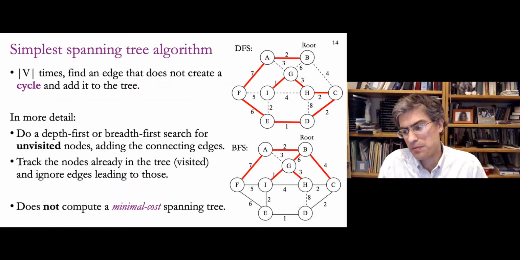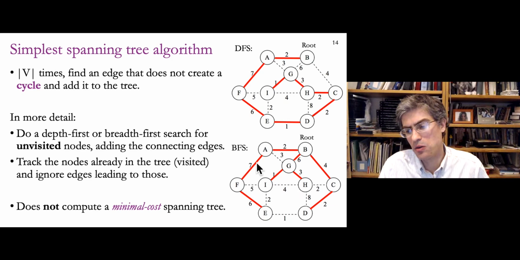Okay, these are both starting at the root. They're different trees, but they're both trees, both valid trees. They're not optimal in any sense. They're not minimum cost spanning trees. If we sum up the edges on these trees, they are not minimal.